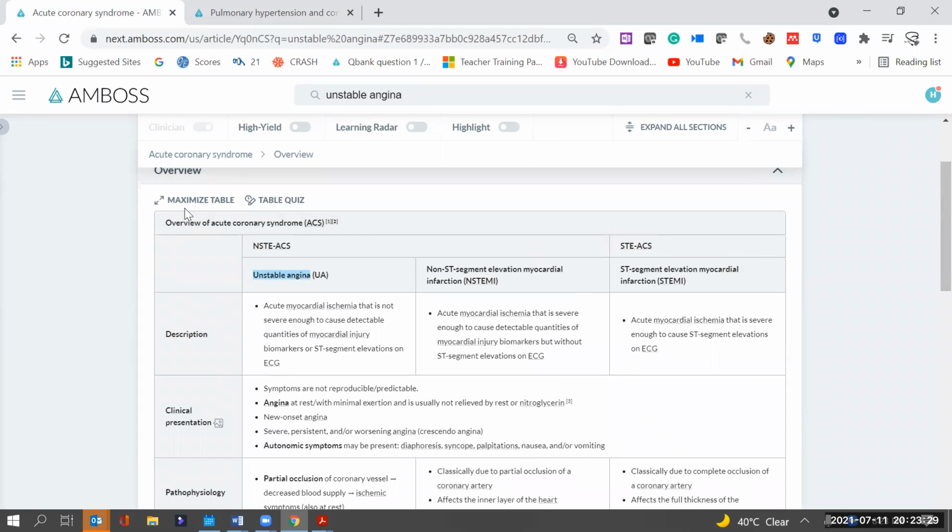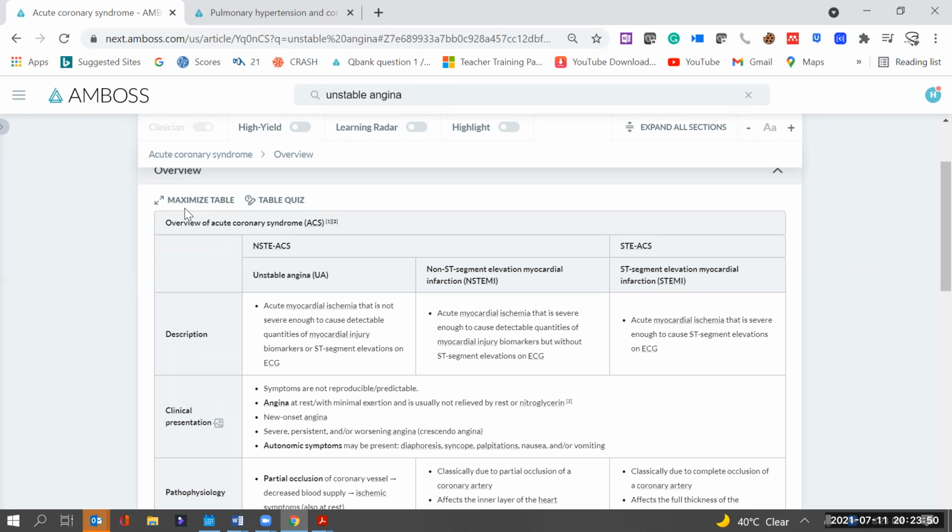So the topic is actually acute coronary syndrome. We are going to divide acute coronary syndrome into two main things: one, acute coronary syndrome in which there is non-ST elevation, and one which has ST elevation. Only these two: non-ST elevation ACS and ST elevation ACS.